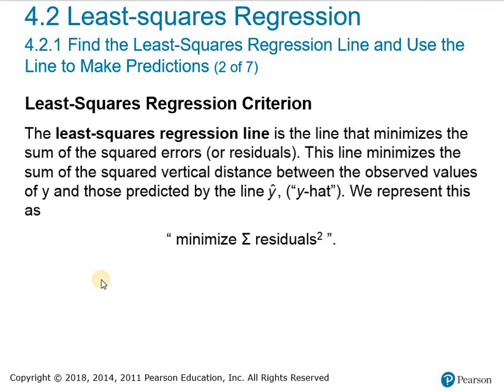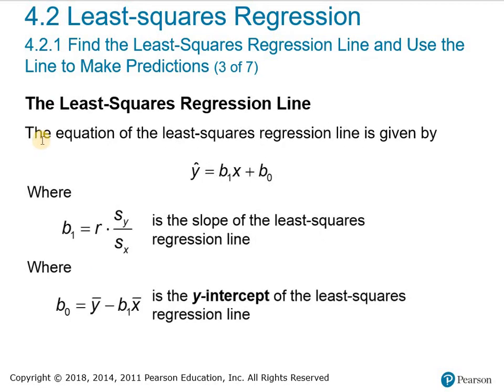The least square regression line is the line that minimizes the sum of the squared errors or residuals. This line minimizes the sum of the square vertical distance between the observed value y and those predicted values by the line, y hat. The equation of the least square regression line is given by y equals b1 x plus b naught.